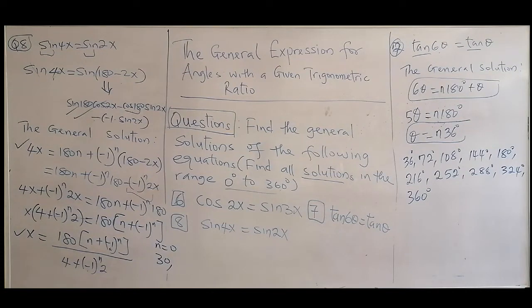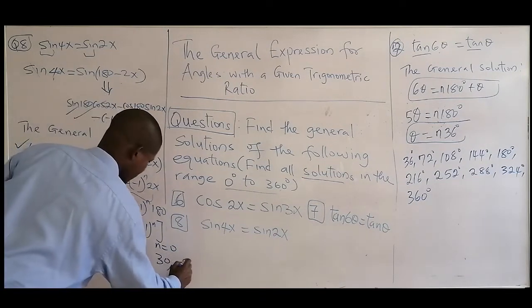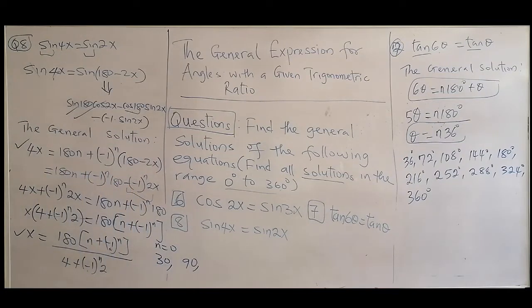Let's see the value when n is 2. We have 2 plus 1, so this will be 1. Once it's an even power, it becomes positive. Plus 1 over, at the bottom also we have 4 plus 2, so over 6, that will be 90.